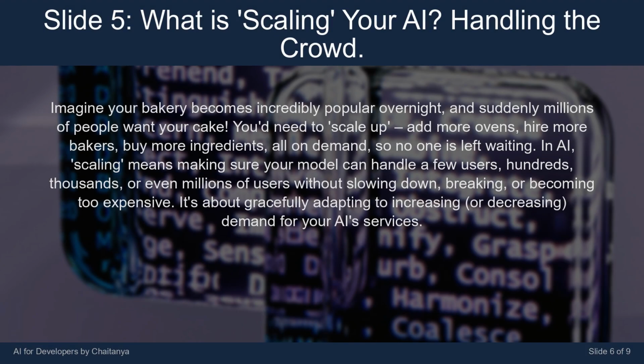Imagine your bakery becomes incredibly popular overnight, and suddenly millions of people want your cake. You'd need to scale up, add more ovens, hire more bakers, buy more ingredients, all on demand, so no one is left waiting. In AI, scaling means making sure your model can handle a few users, hundreds, thousands, or even millions of users without slowing down, breaking, or becoming too expensive. It's about gracefully adapting to increasing or decreasing demand for your AI's services.